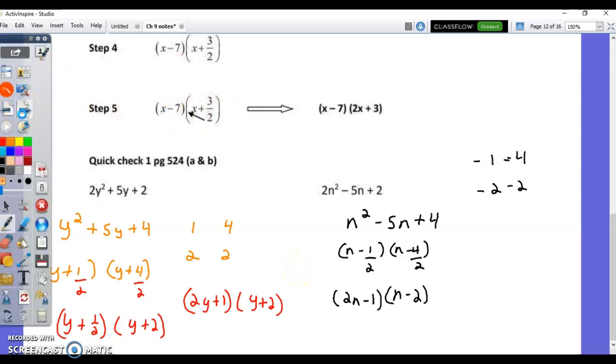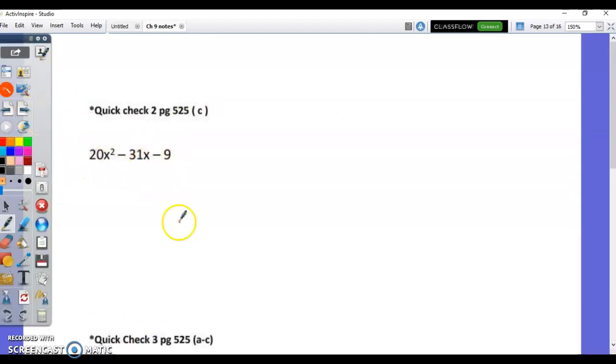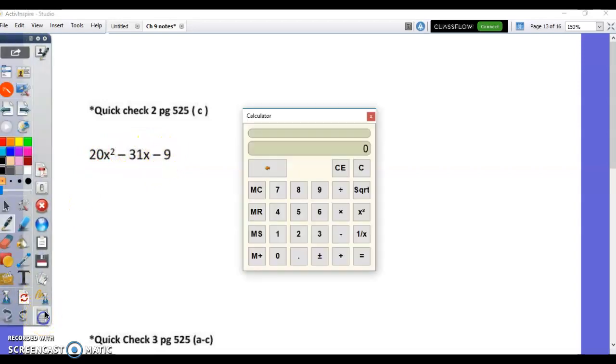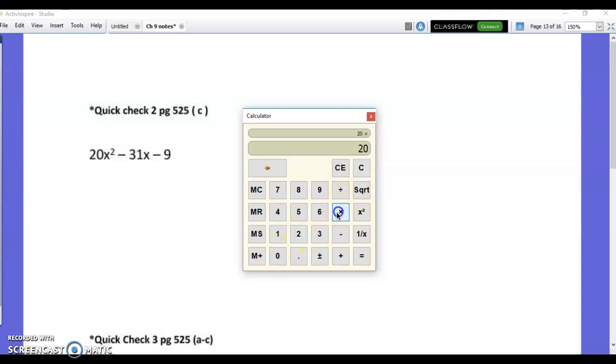Next page of notes, we have this problem right here. Again, this is one without the GCF, so a 9 can't go into a 31 or a 20. So we're going to do our first step. We have to do 20 times 9. So this is going to be a big problem, but the method is the same. So 20 times 9 gives us 180.